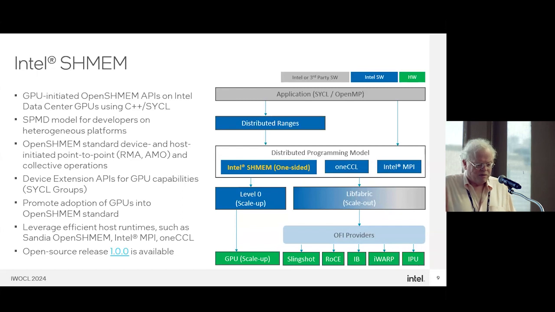On top of that level, one could have higher order libraries like distributed ranges, and on top of that, application software, perhaps written in C++, SYCL, or OpenMP.